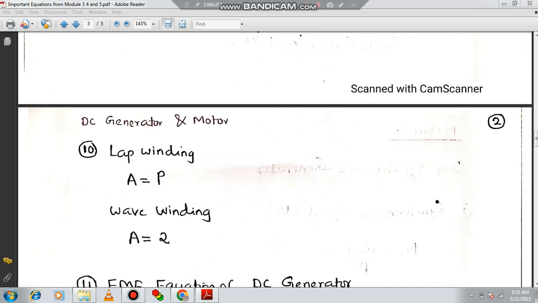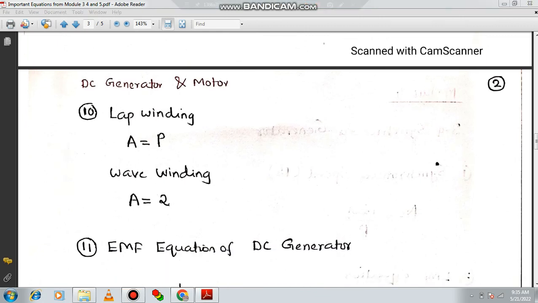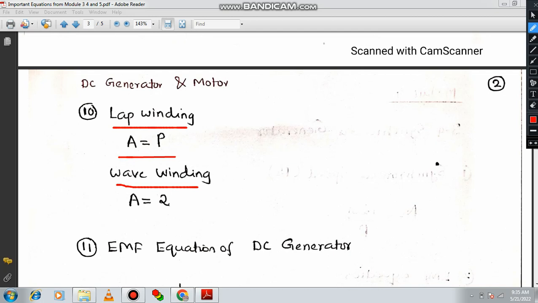Another thing is one of the concepts related to DC machine. DC machines are also discussed in this chapter. In case of DC machine, remember that there are two types of armature winding. One is lap winding, another is wave winding. In case of lap winding, the number of conductors per parallel path is equal to the number of poles, whereas in case of wave winding, the number of conductors per parallel path is fixed, that is 2. Very important.